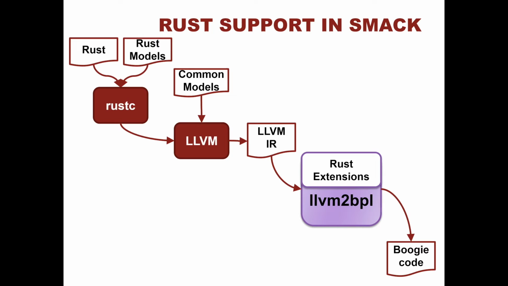So SMACK doesn't support the whole of LLVM IR. LLVM IR is really big. And so we support a subset, and the subset we support was mainly driven by what Clang generates. To support Rust, we had to add a few more things.